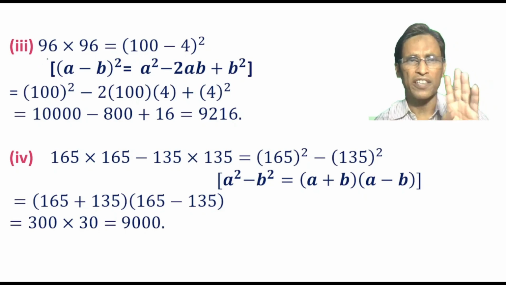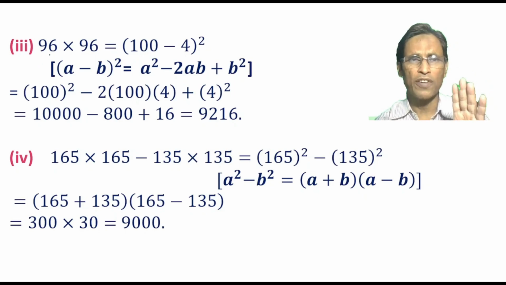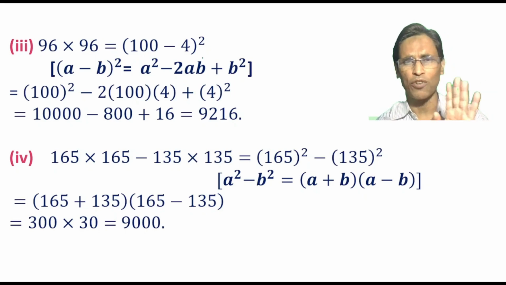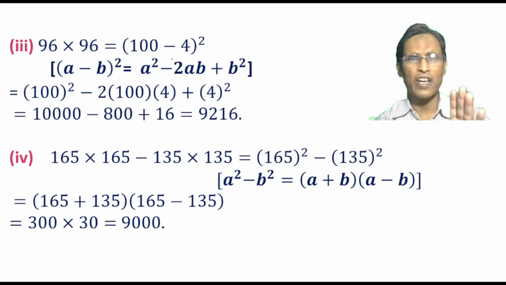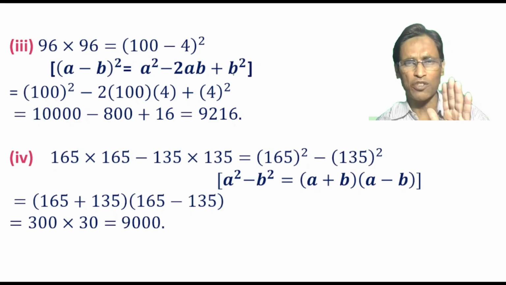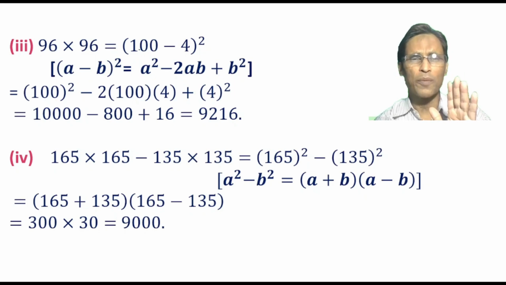Now we take part 3, in which we have to find the value of 96 into 96, that is 96 to the whole square. और 96 to the whole square को we can express further as 100 minus 4 to the whole square, because 96 can be expressed as 100 minus 4. And so this comes on the identity as a minus b to the whole square equal to a square minus 2ab plus b square, in which a को रिप्लेस करेगा 100 और b को रिप्लेस करेगा 4.